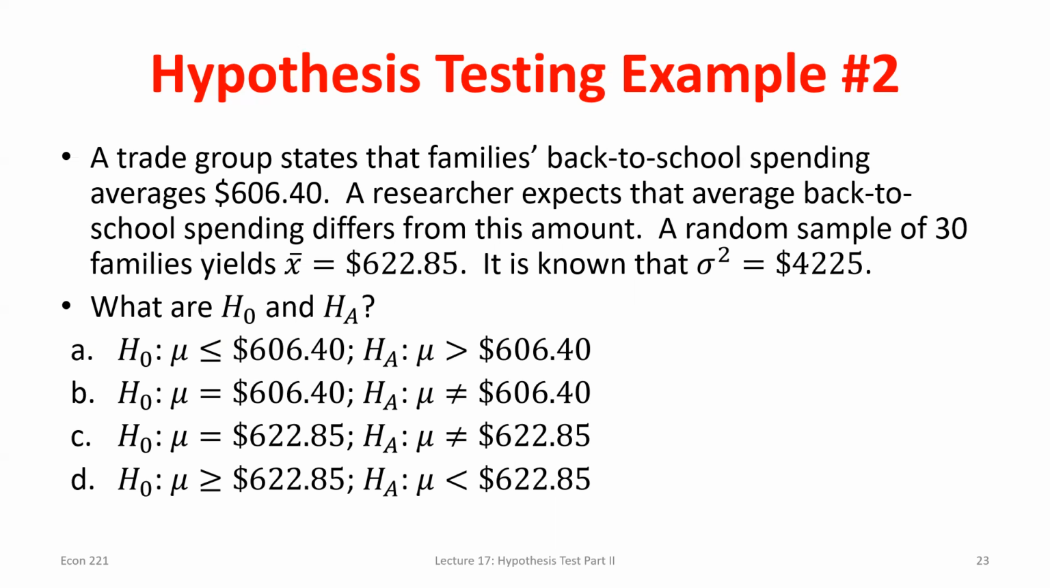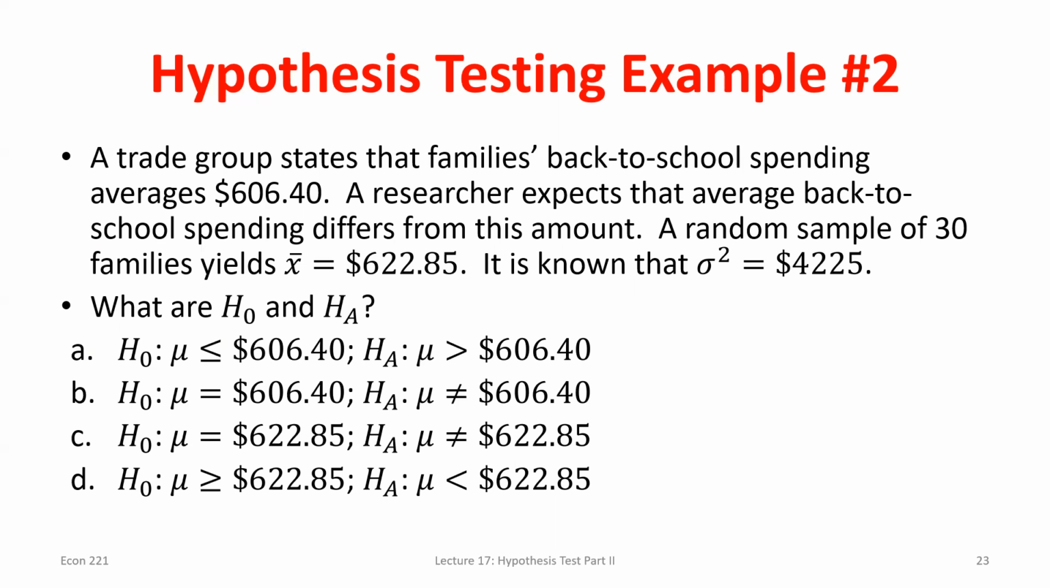So here, a researcher expects that average back to school spending differs from this amount that this group put out. So if we're thinking about, does this true population mean differ from that value, what should we be thinking about? What sign in that alternative hypothesis? Being different than is the same as not equal to, right? Being different from a value means you're not equal to that value.